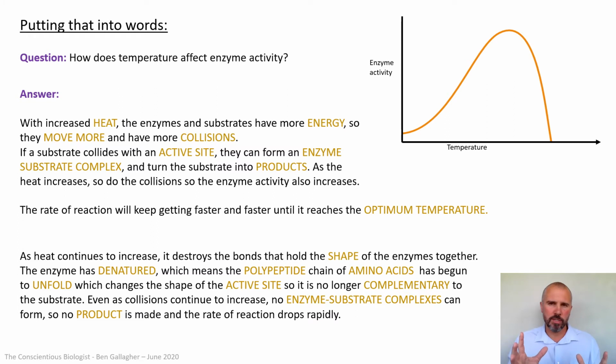If you were trying to prioritize things, side A is about energy, side B is about shape, and denaturing, which changes the shape. Those are your priority things. So denatures means the polypeptide chain of the amino acids has begun to unfold. It's unfolding, the reverse of the folding that formed it, which changes the shape of the active site. So it's no longer complementary to the substrate. Even as collisions continue to increase, no enzyme substrate complexes can form, so no product is made, and the rate of reaction drops rapidly.